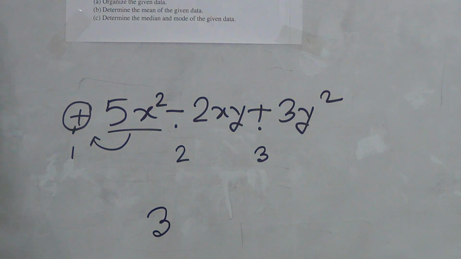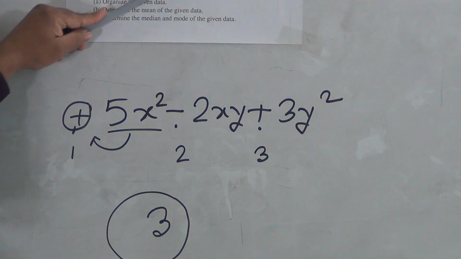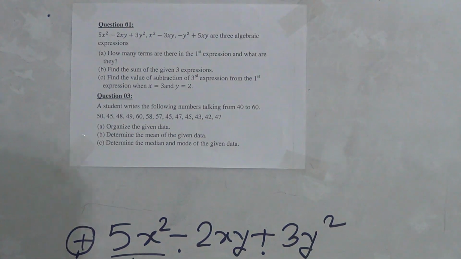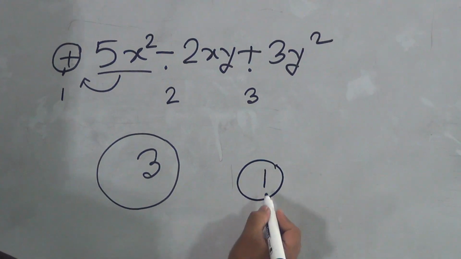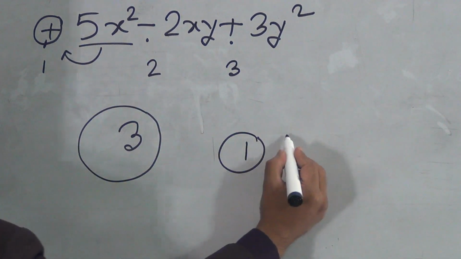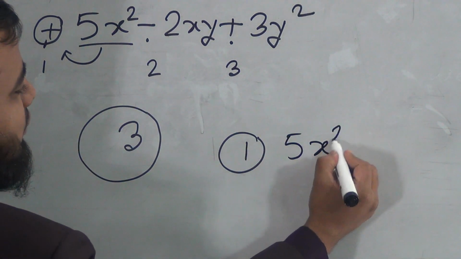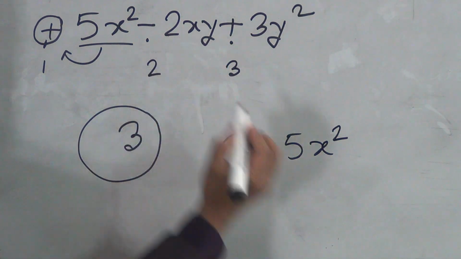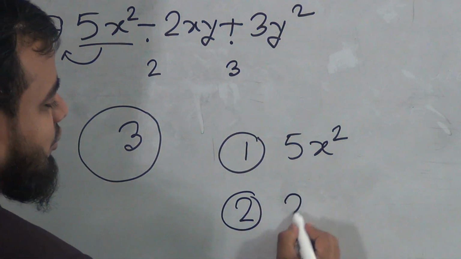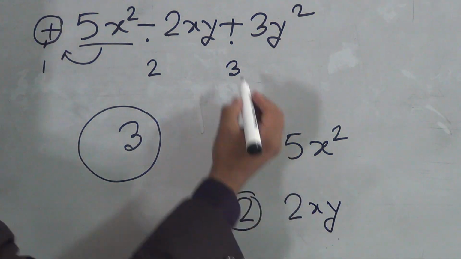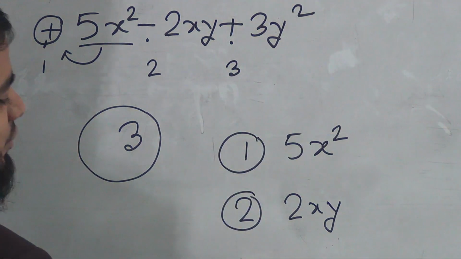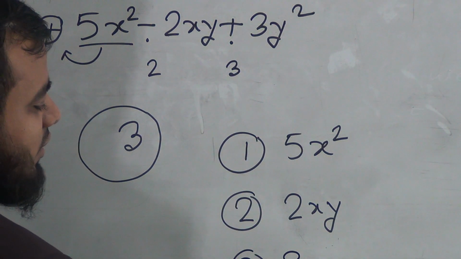The first expression has 3 terms in total, and we have to find out what they are. The first term is 5x square. The second term is twice xy, and the third term is thrice y square.